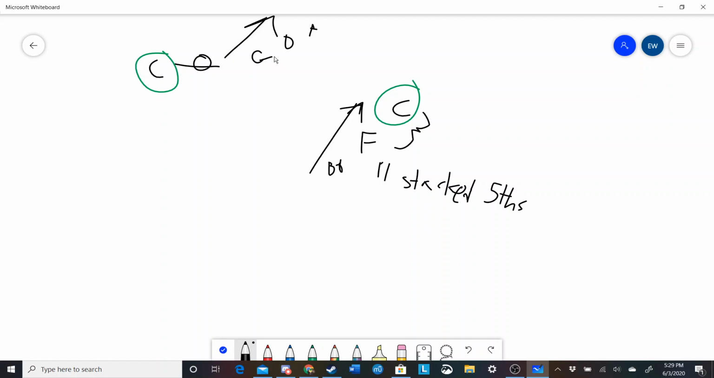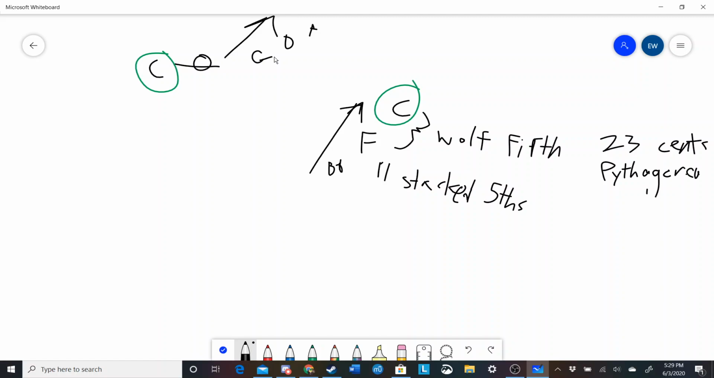However, it's not. This is the Wolf Fifth in its most common usage. And the reason it's called the Wolf Fifth is because it is extremely flat. It's flat by 23 cents, which is called the Pythagorean comma. And because it is so obnoxiously flat, it has been said to howl like a wolf. So that's kind of the silly origin of that name.